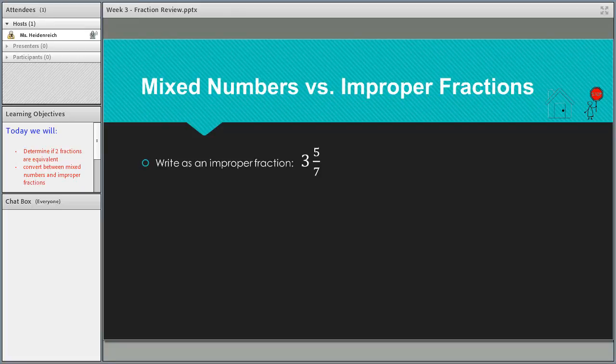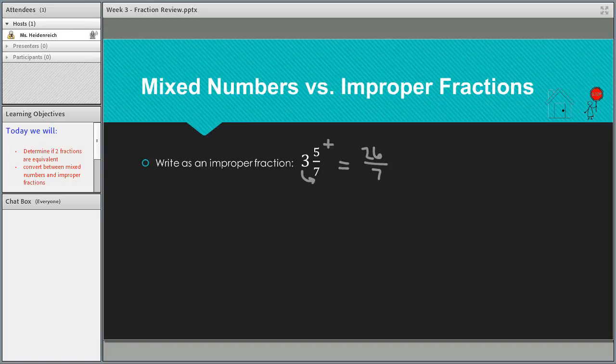Okay, now we're going to go the other way. We need to change this mixed number into an improper fraction. So in order to do that, we're going to multiply the whole number part by the denominator. So 3 times 7 would give us 21. And then we need to add on the 5. So we had 21. So we end up with 26 over 7.